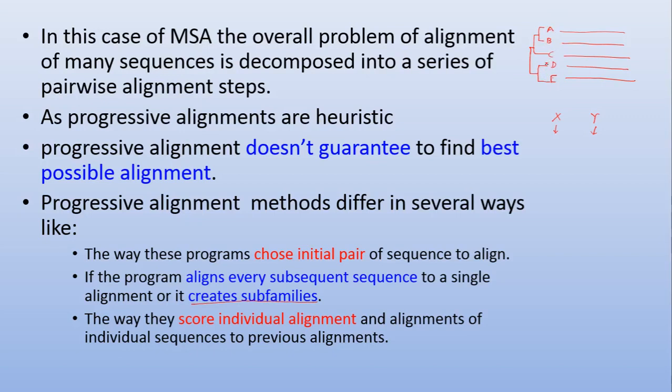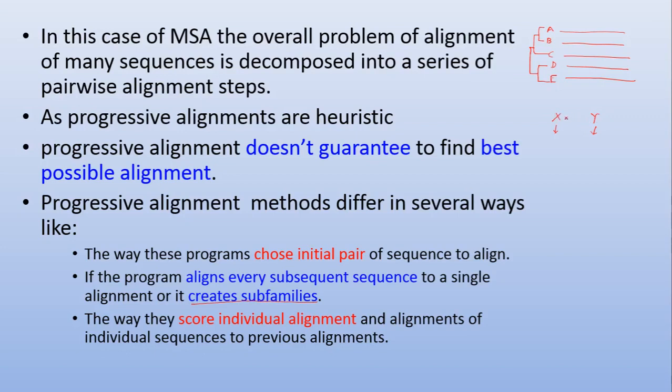The other way around is that first we align A and B, then we subsequently add C to the previous alignment, then we progressively add D to the previous alignment, and then we progressively add E to the previous alignment. So in this way the programs can differ: either they subsequently add one sequence after another to the alignment, or they create subfamilies of the given sequences and then align those families. This is how programs based on progressive strategies can differ.